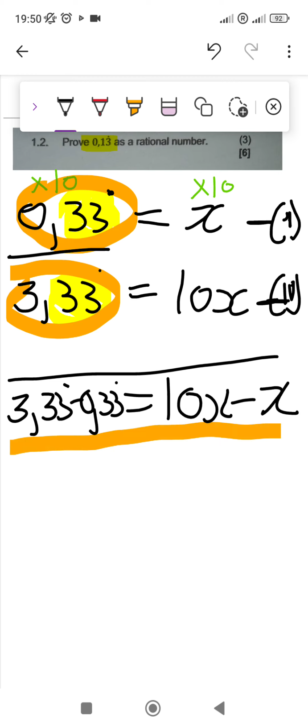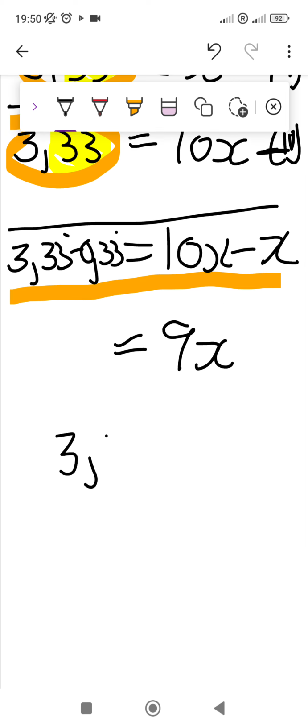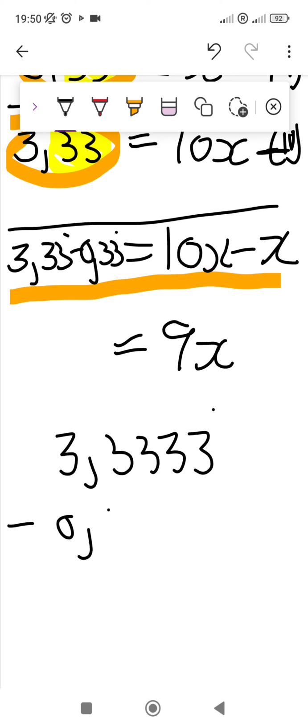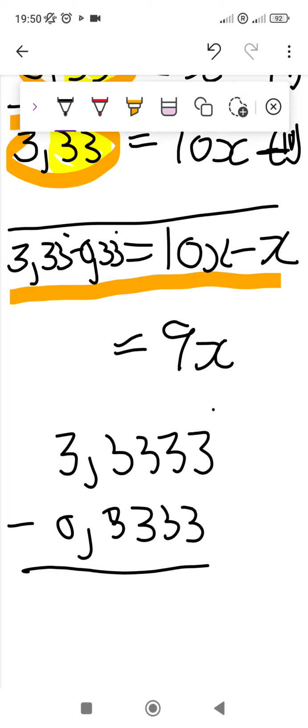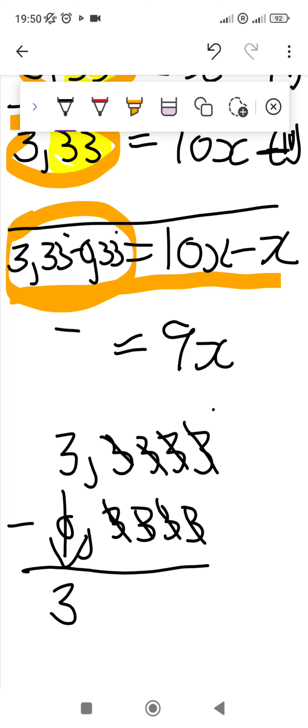Let's simplify that. 10x minus x is 9x, and 3,3 3 minus 0,3 3 recurring. Let's just think about that for a second. If you have 3,3 3 3 3, that recurring means those go on forever, and you have 0,3 3 3 3 recurring, right? When you do this subtraction, what happens? 3 minus 3 disappears. All of those disappear. So everything behind the comma disappears, and you're going to be left with only this 3. So on our left hand side over here, we are left with just a 3.